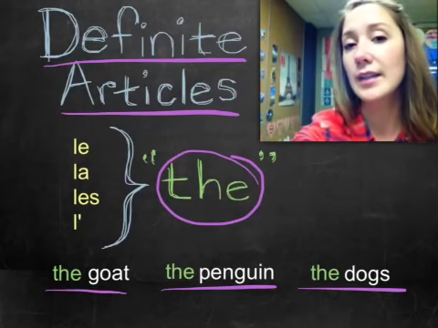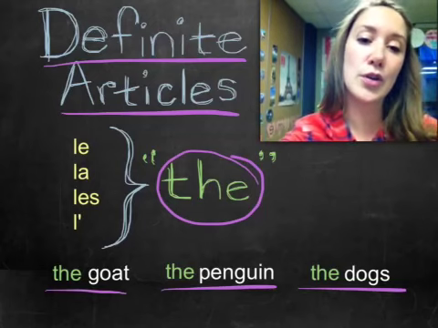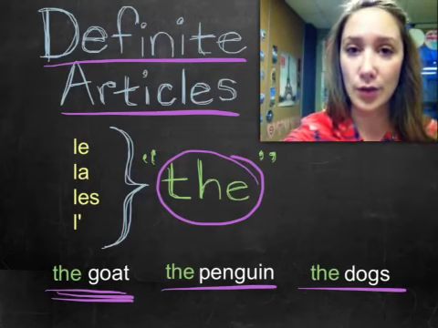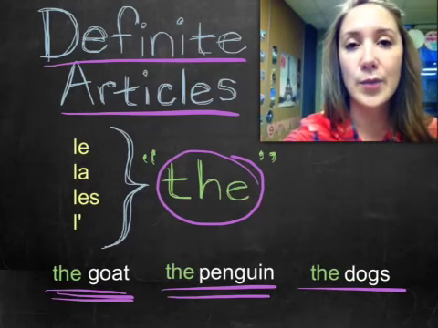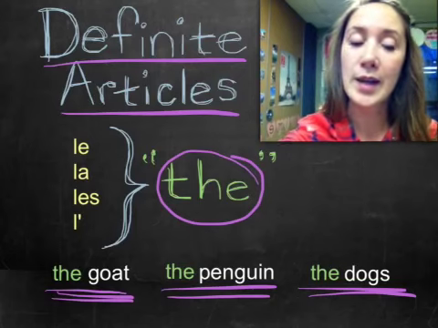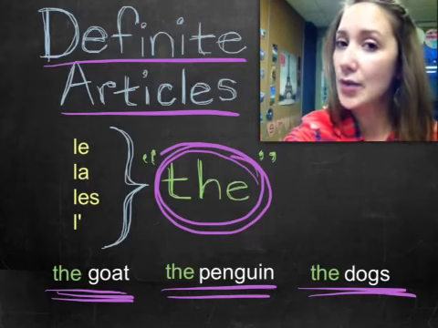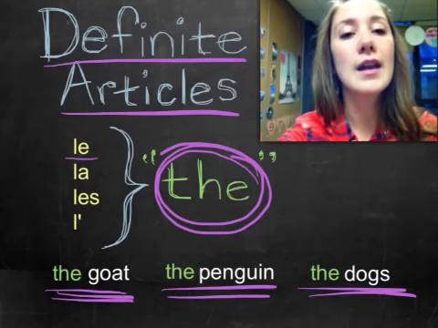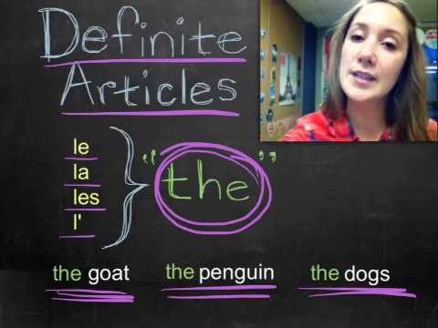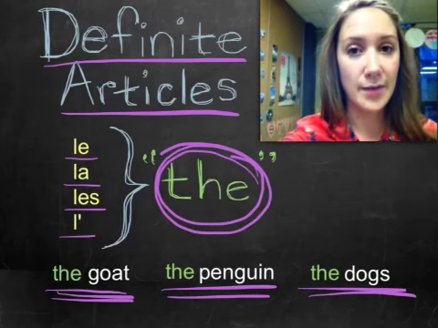And the reason why we call it a definite article is because we're definitely sure about which goat we're talking about. It's the goat. It's not any old goat, it's the goat I'm talking about, the penguin that I'm talking about, and the dogs. So that's why we call it a definite article. Like I said, in English we only have one, it is the word the, but in French we have four. We have le, la, les, and l'apostrophe. And let's go and explore the different ways in which we'll use all four of these words, which mean the.